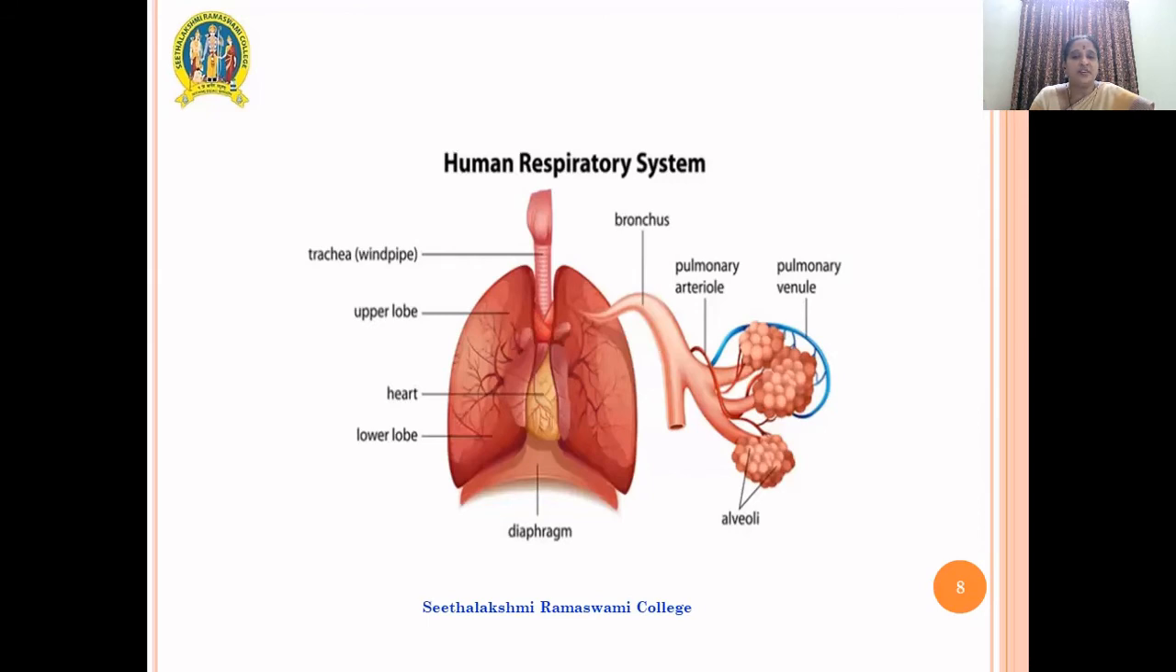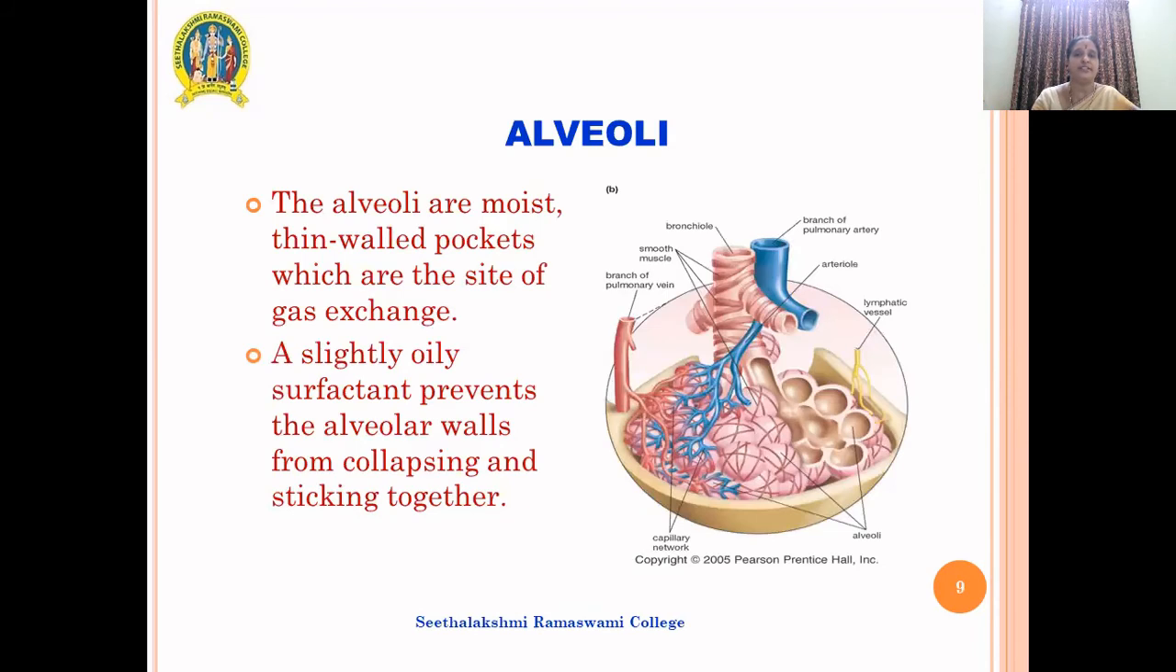If you see the structure of the lungs, it has two lobes, namely the upper lobe and the lower lobe. And it is in the form of two sections, one on the right side and the other positioned on the left side of the body. Between the two lungs, the heart, the main organ of the circulatory system, is tucked in for effective functioning and coordination. Below that, you can see the membranous structure known as the diaphragm. So these are the major structures of the human respiratory system.